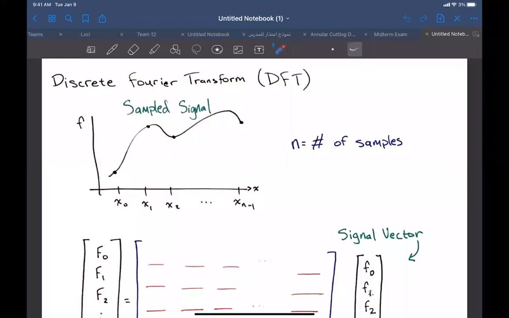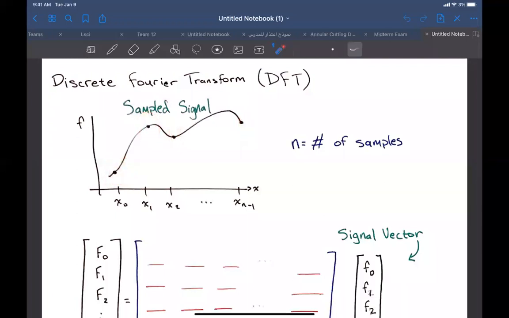So first, just to review what we talked about last time, these are the notes that are on Blackboard now. We have a signal that we could consider in time or in space, some one-dimensional signal, f as a function of x. And we're sampling that signal at locations x0, x1, x2, all the way to xn-1. So that's n samples. And here are our sample locations. So that's f of x0, f of x1, and so on.